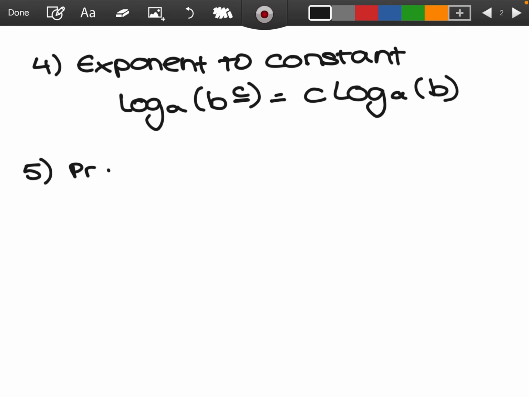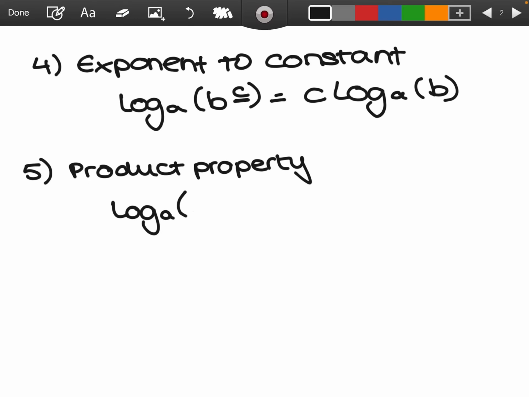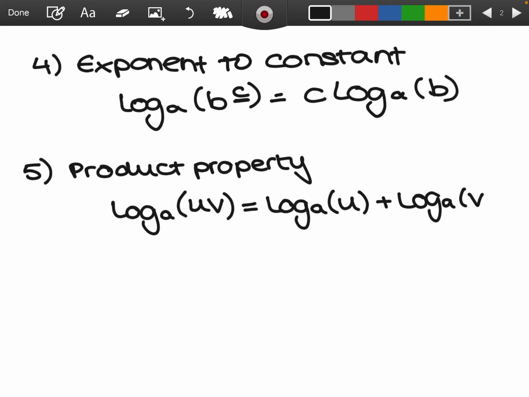Next, we have the product property. And the big thing with this, and also with our next property, the quotient property, please make sure that you get these the right way around. Okay. What this says is that if I have a log base a of 2 numbers multiplied together, u and v, okay, I can actually split this up as log base a of u plus log base a of v.